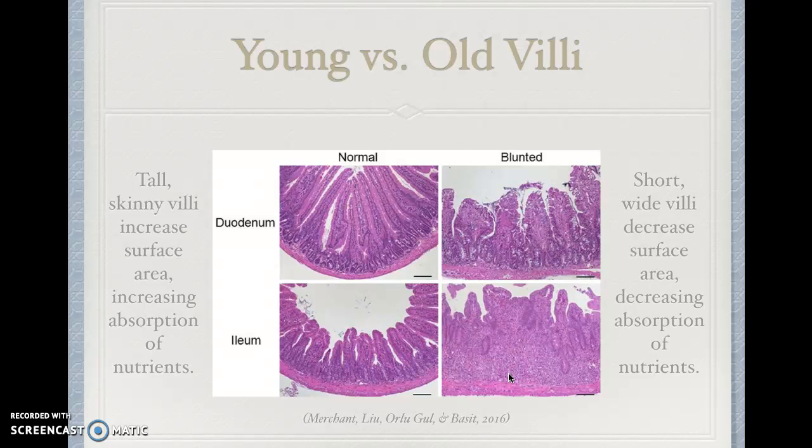This photo illustrates the changes in intestinal villi. On the left, you see normal villi, tall and skinny. These increase the surface area of the small intestine, which can increase the chance of nutrients being absorbed. On the right, you see the aged villi. These are flatter, shorter, and wider, which decreases the surface area of the small intestine and therefore decreases absorption.